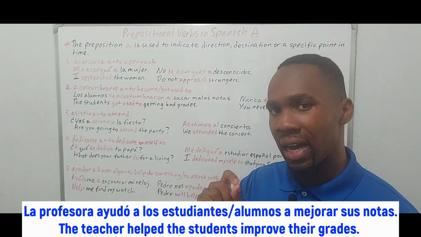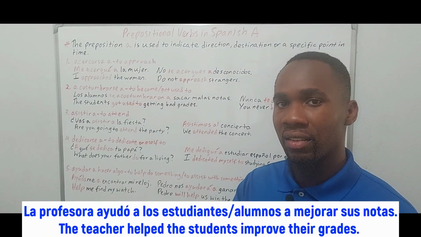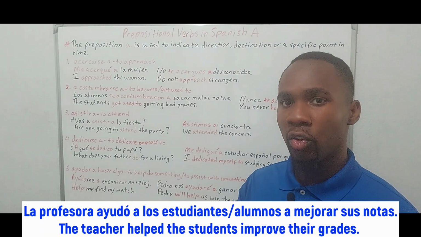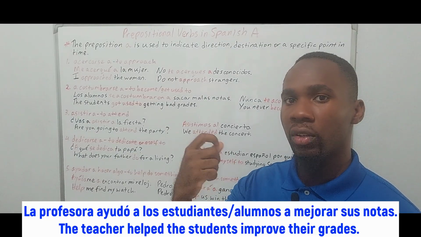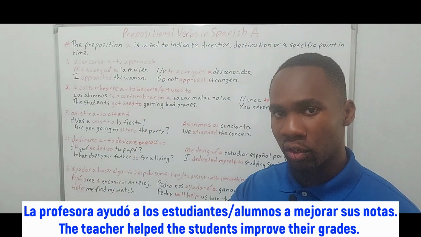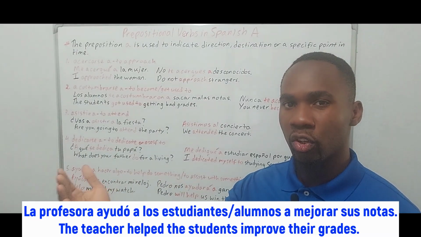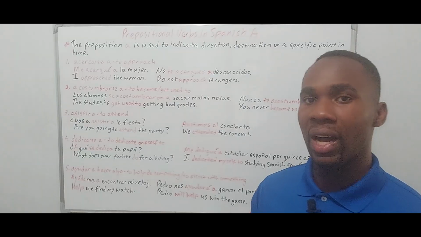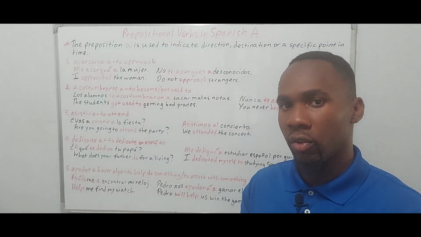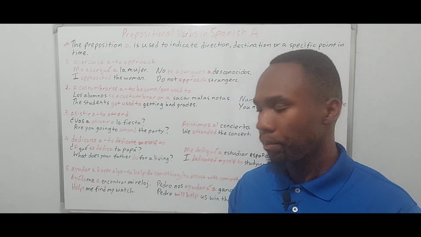Now you see the a appears before the object because that's the personal a, before los alumnos, and then the a also appears before the specific help. A mejorar sus notas. So that's very important when it comes to ayudar. When you're talking about the assistance, you have to put the a, right?